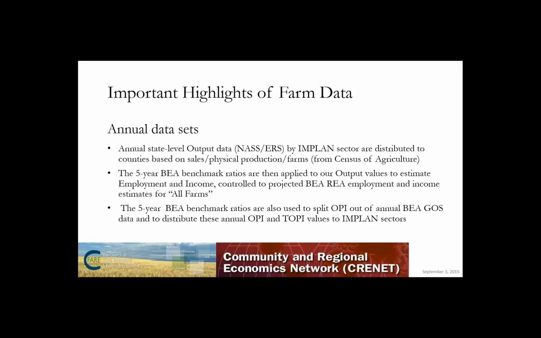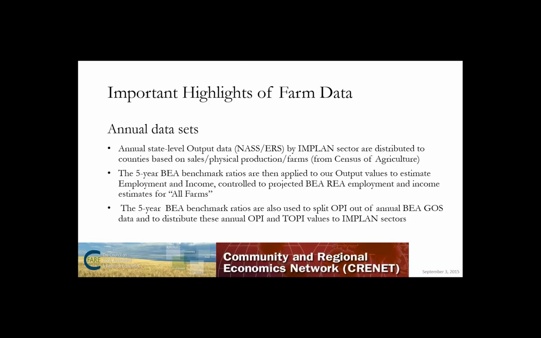So we do get annual output data, but it is only at the state level. And we do use a mix of NASS and ERS, just depending on the crops that they cover. And then we distribute these to counties based on sales, ideally. But if we can't get information on sales, then we'll use physical production. And if we can't get information on physical production, then we go by number of farms, all from the Census of Agriculture. So again, those ratios change.